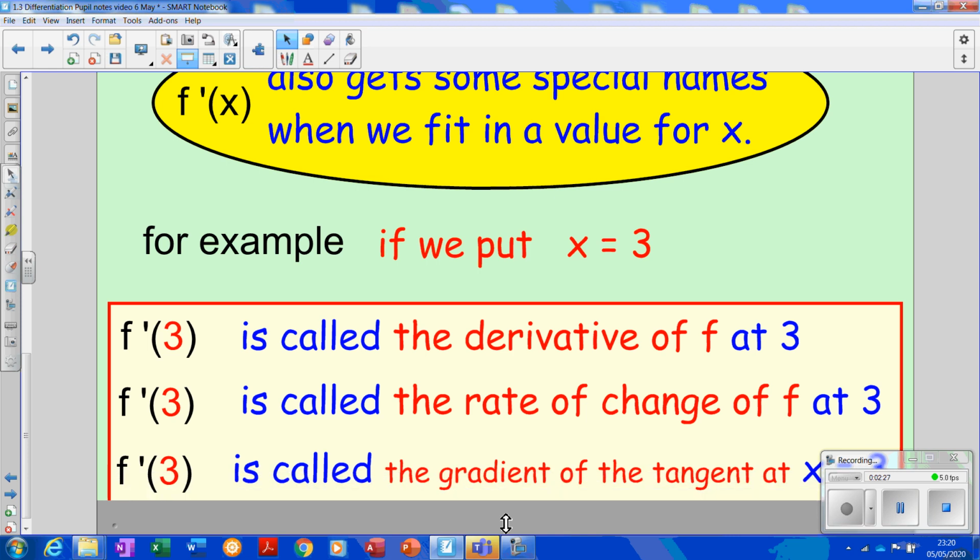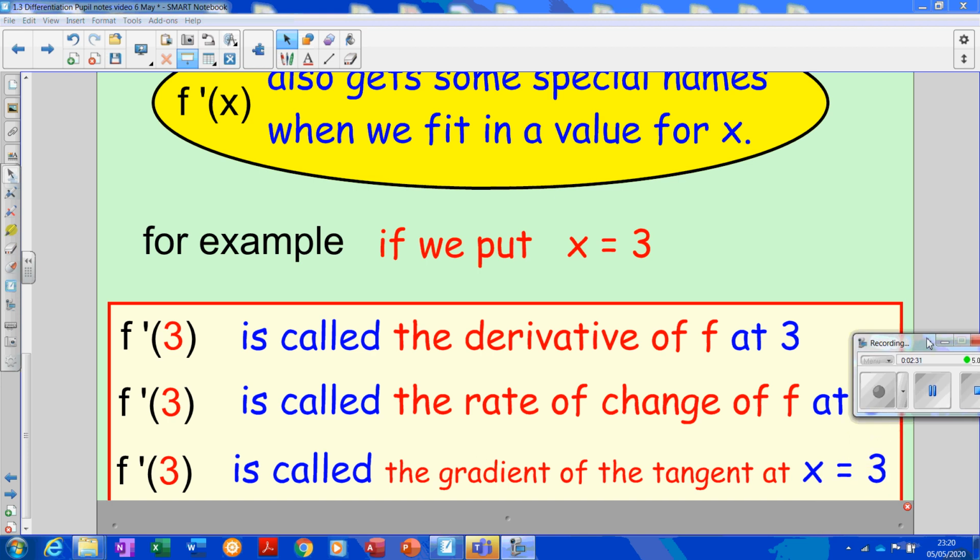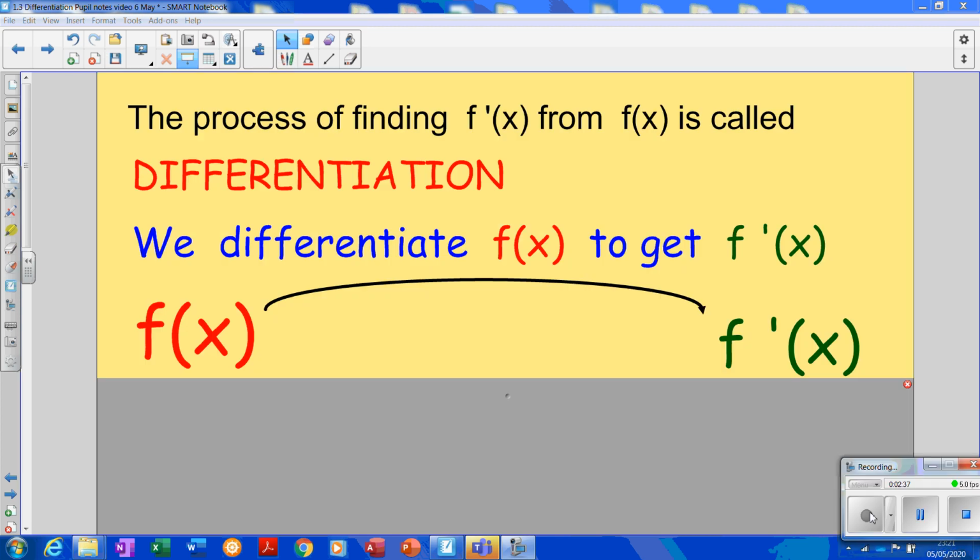Further down the line you'll also get something where f dash x stands for the gradient of a tangent to a curve, and that's going to be really important but not too much for you to worry about just now. Okay, so the process of finding f dash x from f(x) is called differentiation. So it's what this whole unit is about. When we differentiate f(x), we get f dash x.